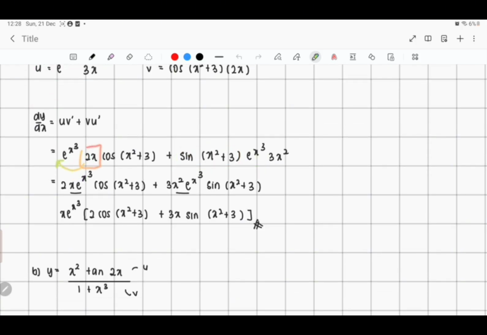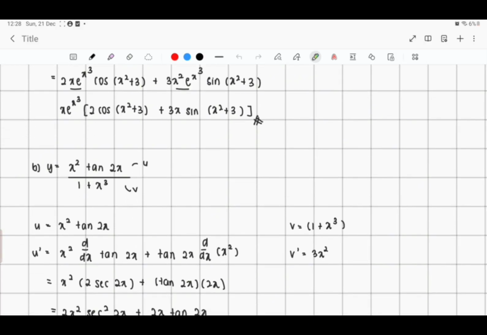This one, I bring to the front, and this one also, I bring to the front. It will be like this. Then all I see is that x e to the power of x cubed can be factorized, so I just have to take it out. After I take it out, it will be like this for a better answer.